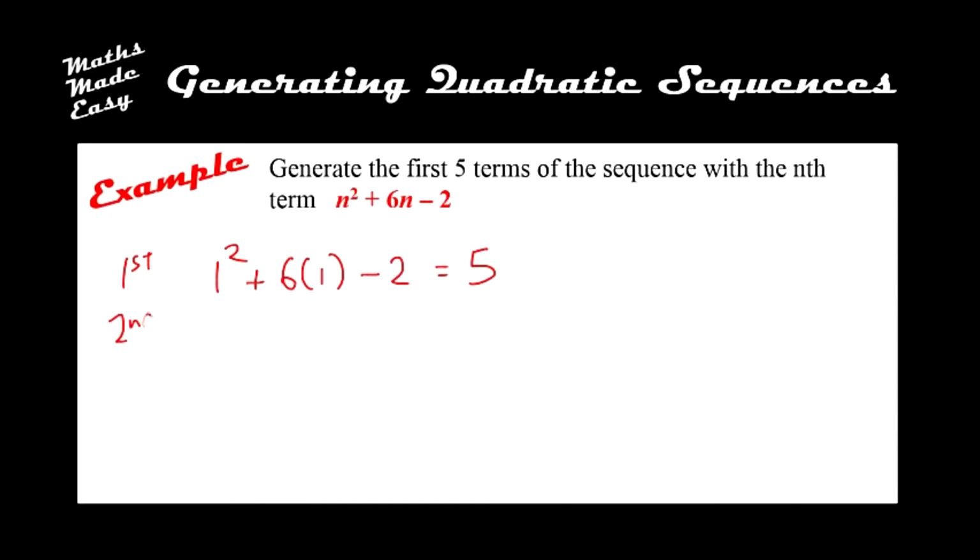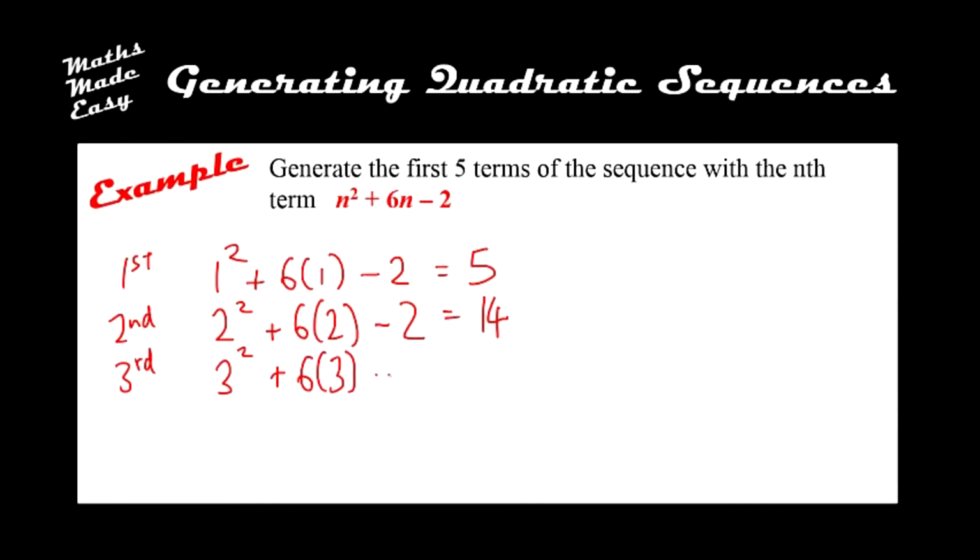For the second term, we're going to do 2 squared this time, plus 6 lots of 2, and then take away 2 again, and that comes out as 14, because we've got 2 squared is 4, 6 times 2 is 12, and then take away 2. And the third one, this time we substitute 3, so 3 squared plus 6 lots of 3, take away 2 again, and when you do this one you get 25. For the fourth term, we're going to do 4 squared plus 6 lots of 4 this time, and then take away 2. And when you work all that out, you should get 38.